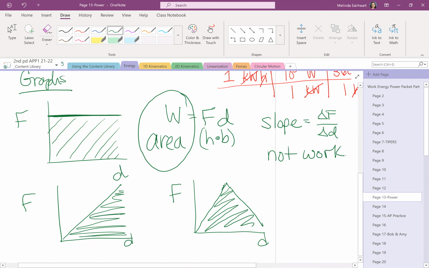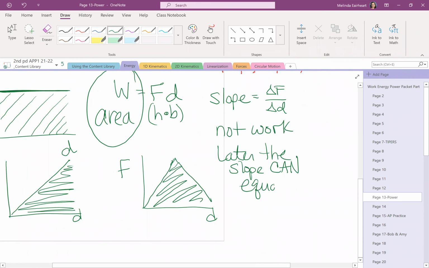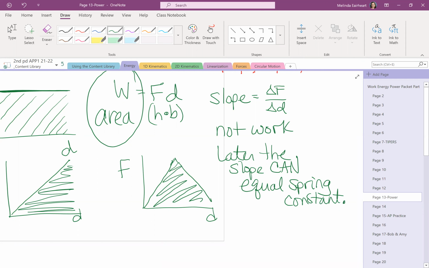And I hope you're struggling because we haven't talked about it yet. Next week, we'll learn that this is something. So I'll say later, the slope, and I'm going to say can, depends on the problem, equal something called a spring constant. So that's the future. That's a little tease for next week. When we start talking about springs, every spring has something that we call a spring constant or force constant, some textbooks call it. And so it's how many newtons per meter.